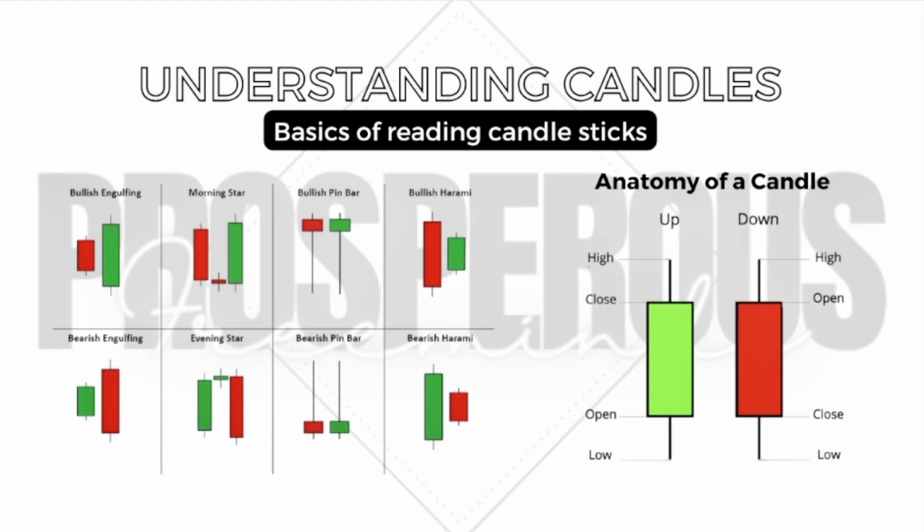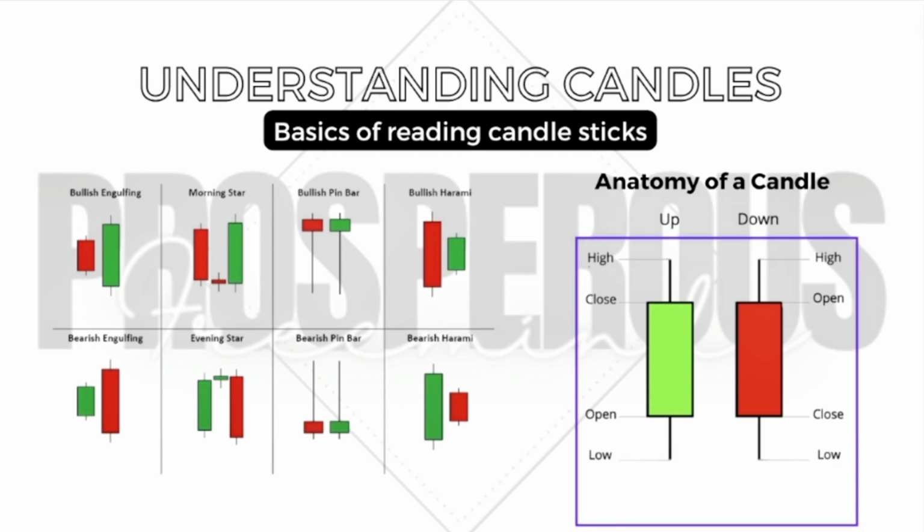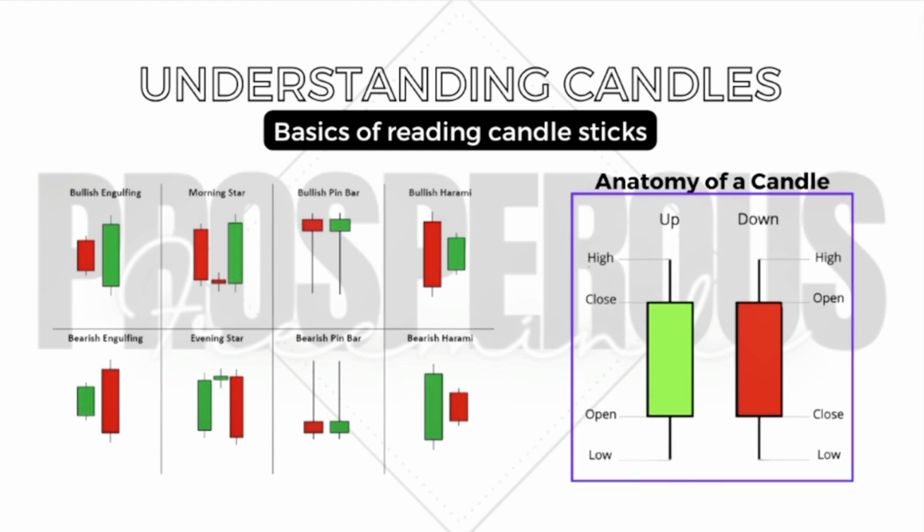If it's a 5 minute time frame, then every candle represents 5 minutes. Every 5 minutes, a new candle is printed. If it's a 1 hour time frame, then every hour a new candle is printed. Daily time frame, every day a new candle is printed. So it depends on the time frame.